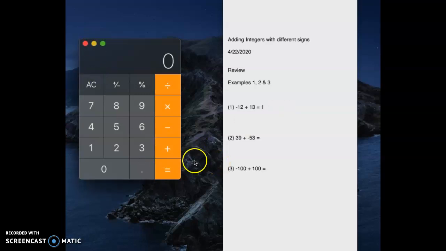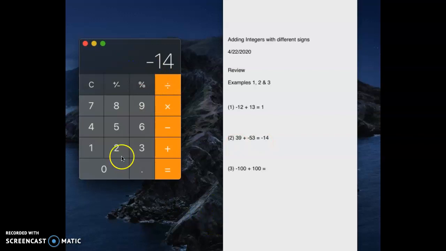My next example is going to be a positive 39 plus a negative 53, and I enter in the 53 first, then make it a negative, which gives us -14.